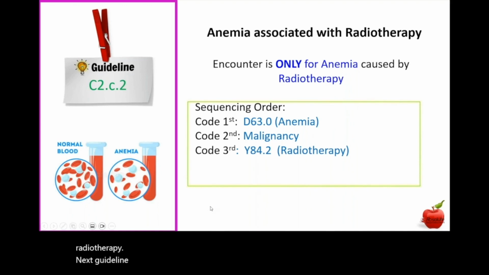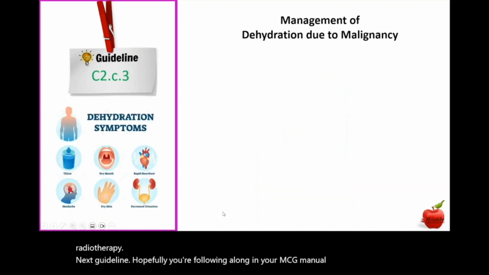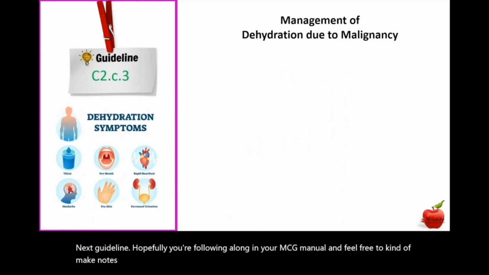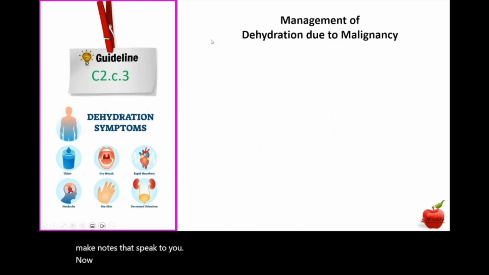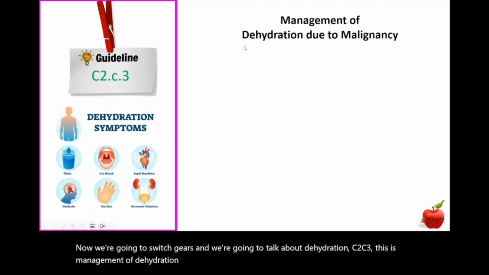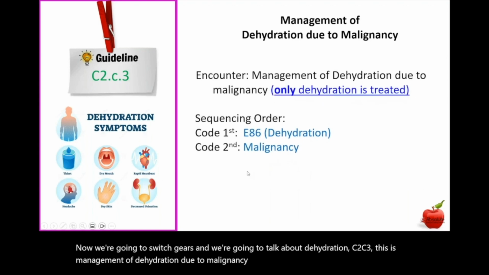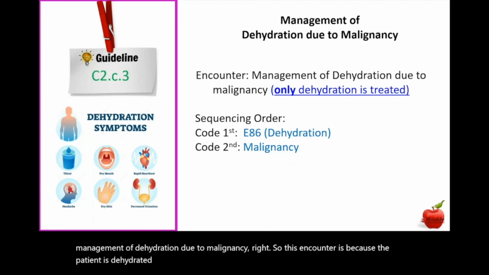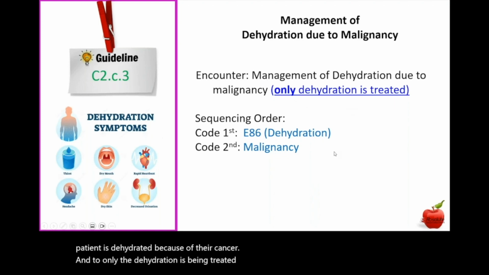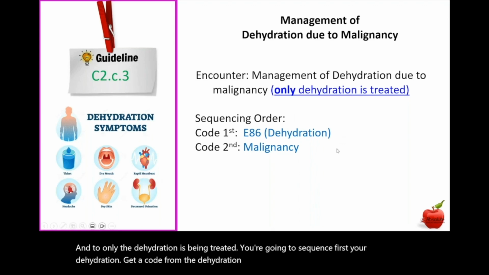Next guideline, hopefully you're following along in your MCG manual, and feel free to make notes that speak to you. Now we're going to switch gears and we're going to dehydration, C2.C3. This is management of dehydration due to malignancy, right? So if this encounter is because the patient is dehydrated and only the dehydration is being treated, you're going to sequence first your dehydration, get a code from the dehydration category, and then second, your malignancy.